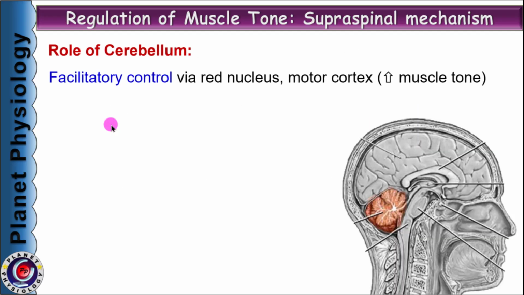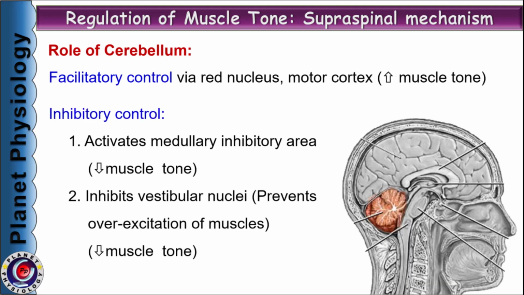Now let's study the role of cerebellum. Cerebellum has dual control over muscle tone. It has facilitatory control over the tone via motor cortex and red nucleus. In addition, it exhibits negative control over the tone by activating medullary inhibitory area. Cerebellum also inhibits vestibular nuclei and thus keeps check on the activity of vestibulospinal tract. That is, it prevents overexcitation of the muscle. In human beings, overall control of cerebellum is to increase the muscle tone and hence the cerebellar damage causes hypotonia.